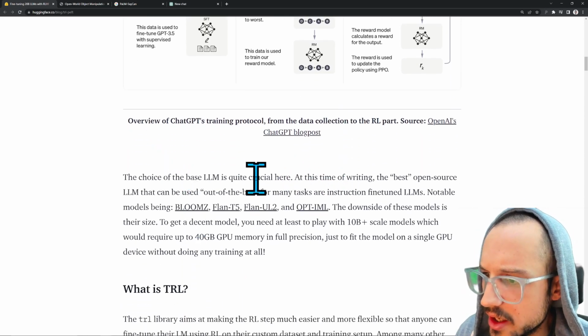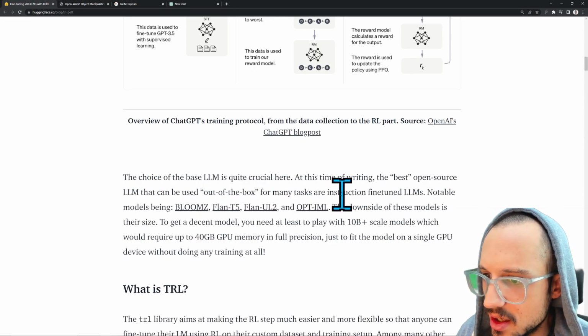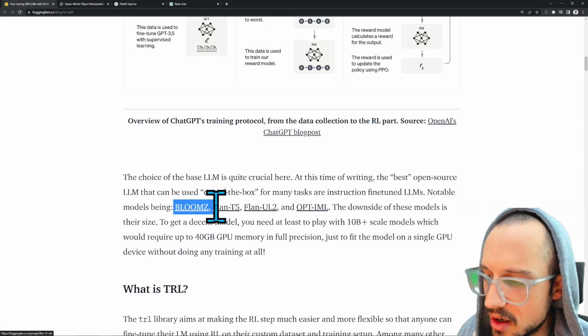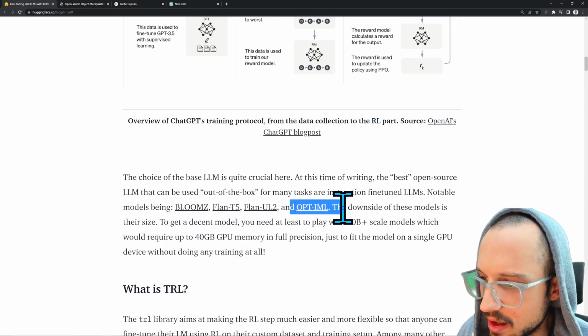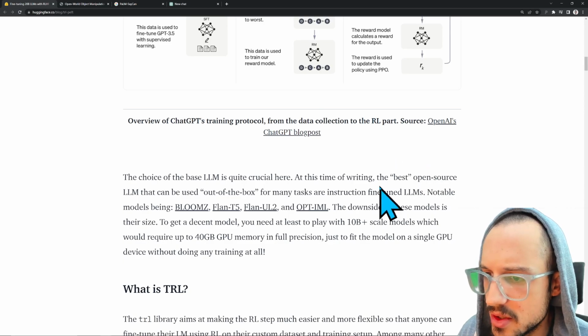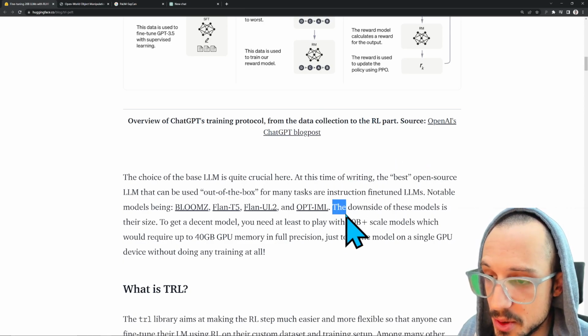Choice of the base large language model is crucial here. The best open source LLMs that can be used out of the box are instruction fine-tuned LLMs, notable models being Bloom. I think this one actually you can use on HuggingFace, it's available. Flan UL2, OPT-IML. One that they don't mention here, because I think it came out after this blog post, is Llama. So Facebook's Llama was leaked, and you can use it, and people have been doing crazy stuff with it.